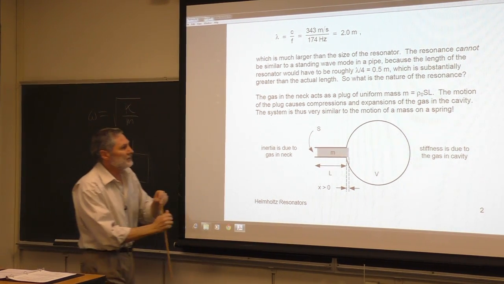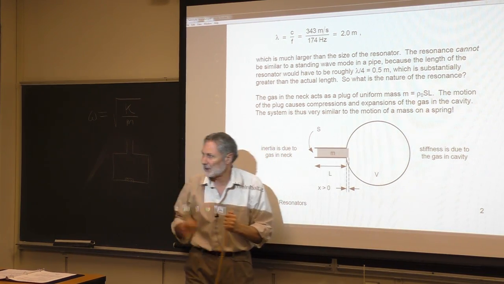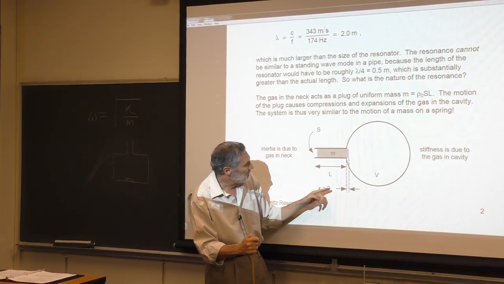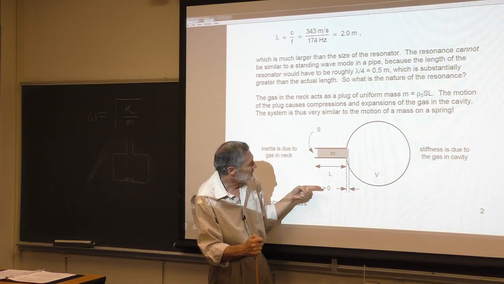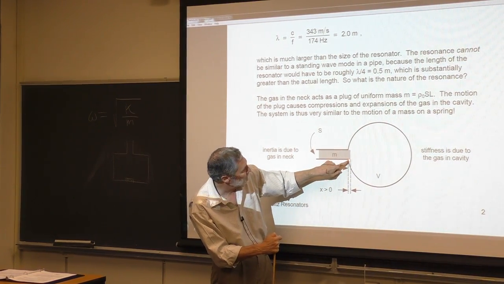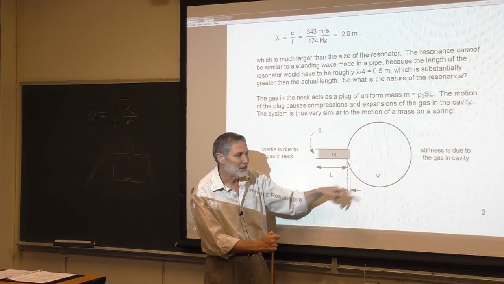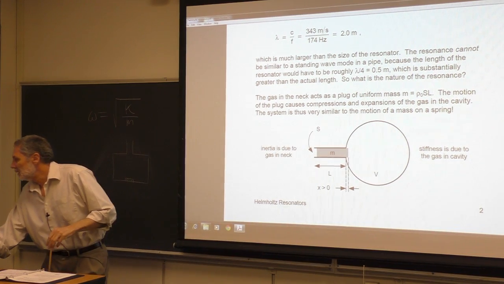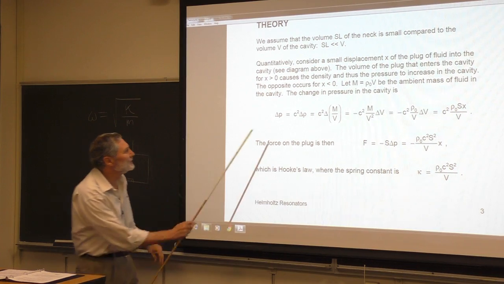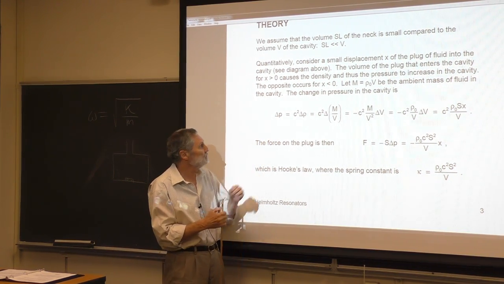So we need to get the stiffness due to uniform compressions and expansions of the air in a cavity like that, or like this. So if I call this X positive this way, and the plug is displaced over here some distance, there's going to be a compression of the gas in here. And we need to calculate that. It can be done in one line. It's a long line. Here it is. To get the stiffness, we want to know how the pressure is changing with X.